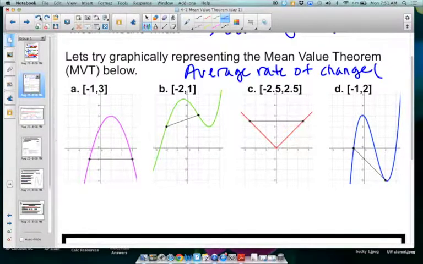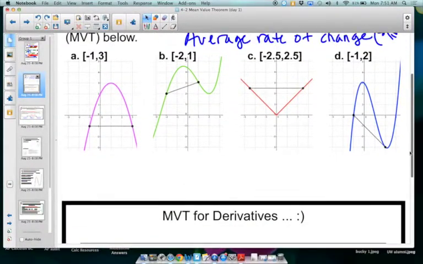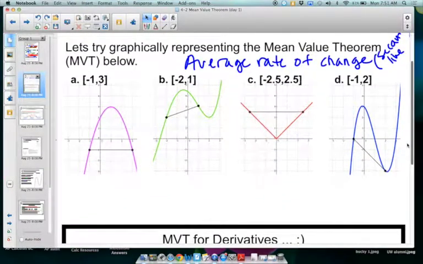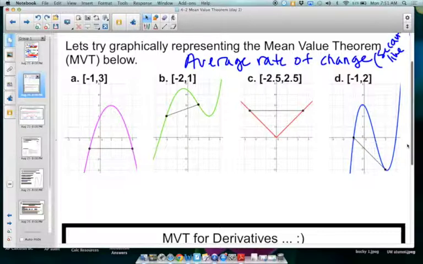Knowing that, you see just 4 examples here. My question to you, really quickly, just like 15 seconds in your group: can you draw a tangent line somewhere on this curve that has this same slope? In other words, has the same slope as the average rate of change.